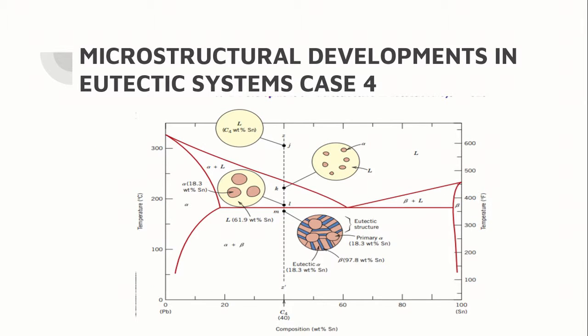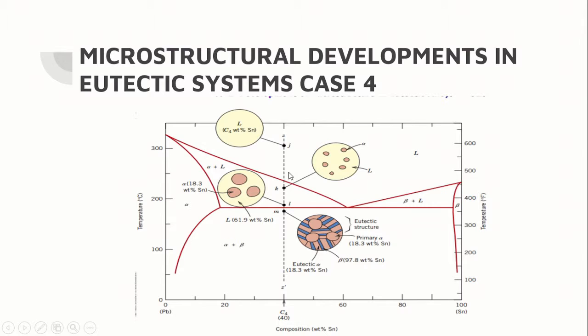Let's move to case 4. Case 4 is where the composition weight ratio is above 18.3 and below 61.9, and as you can see here we have only liquid phase.